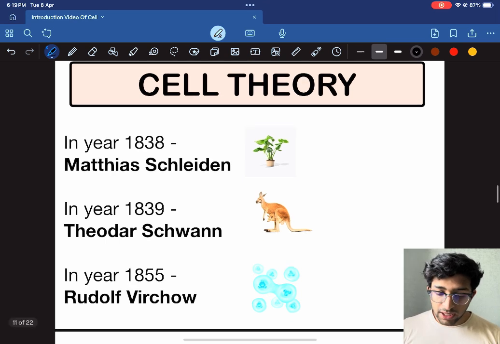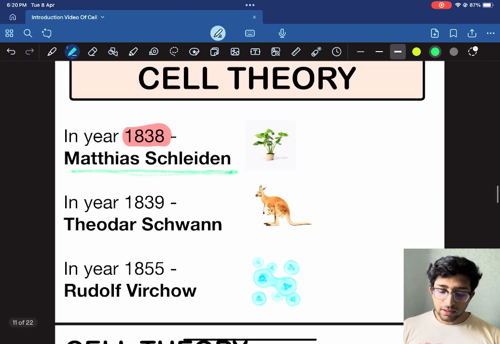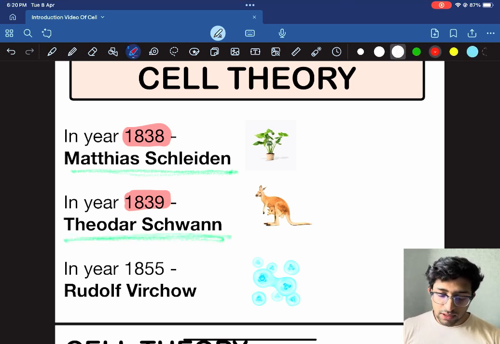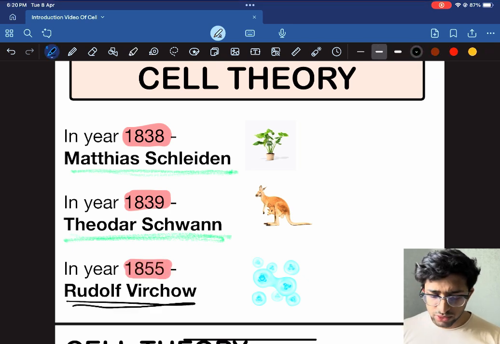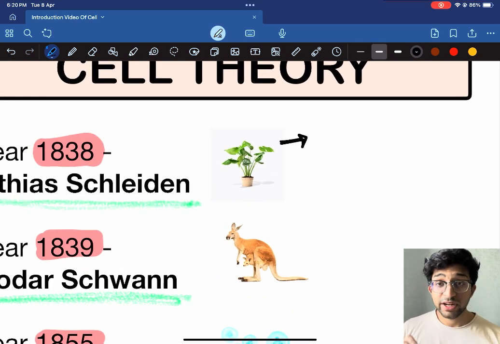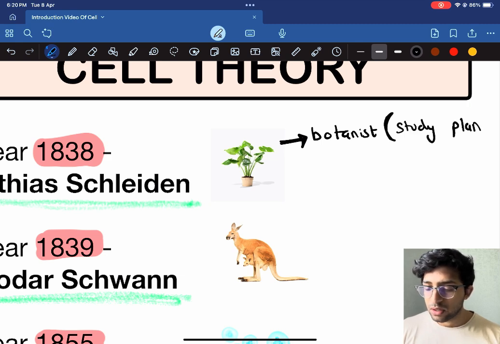Firstly, in the year 1838, there was a scientist called Matthias Schleiden. Then in 1839, there was another scientist called Theodor Schwann, and in the year 1855 there was another scientist, Rudolf Virchow. So firstly, in 1838, this is about plants. This Schleiden guy was a botanist. Botanists are those who study the biology of plants.